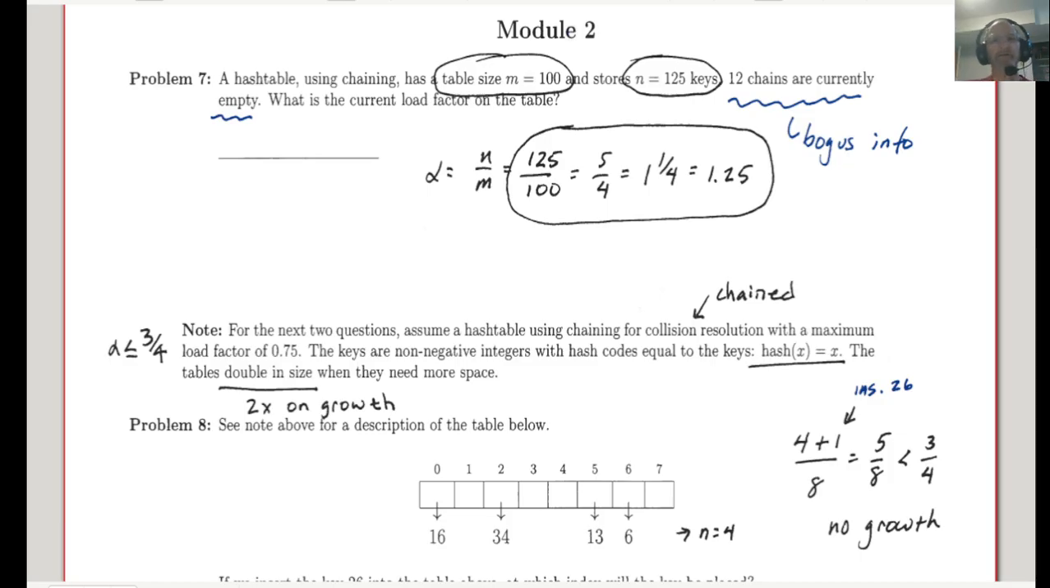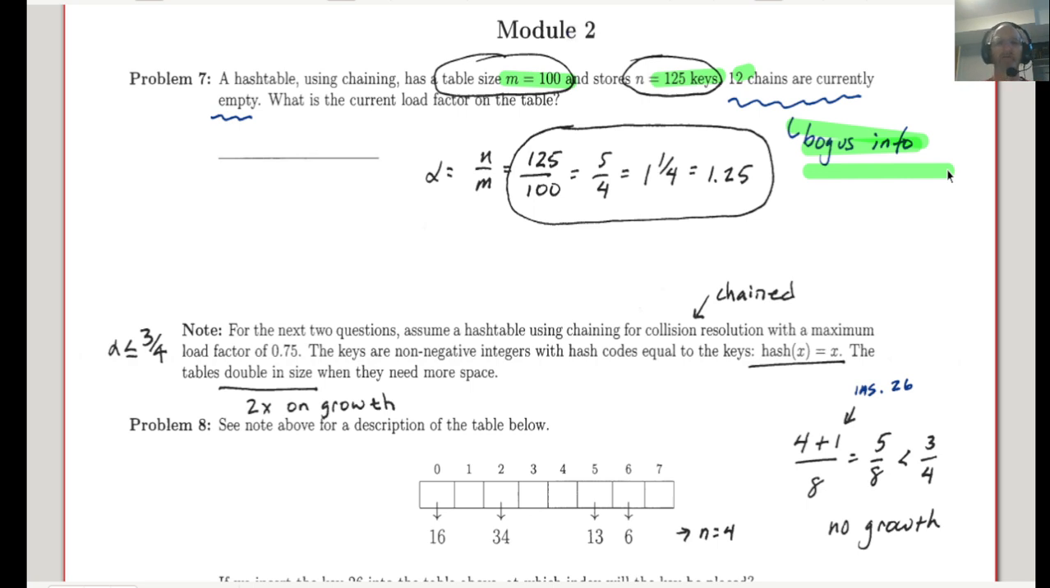A table size of m equals 1. It has 125 keys and 12 chains. Though that 12 chains is bogus information, it doesn't matter how many chains are empty or filled or used.